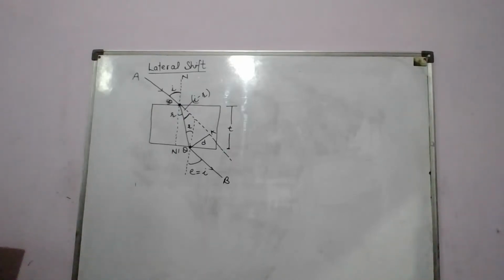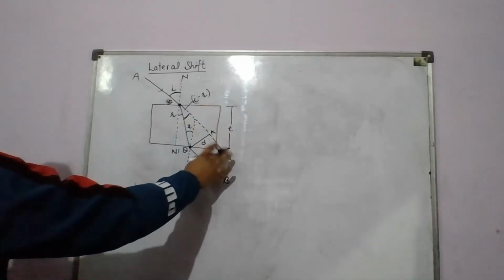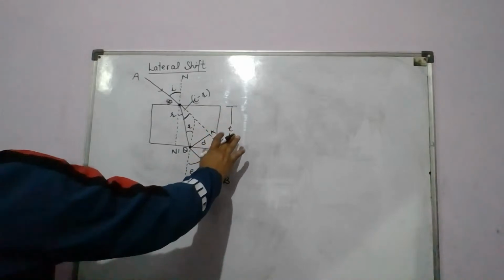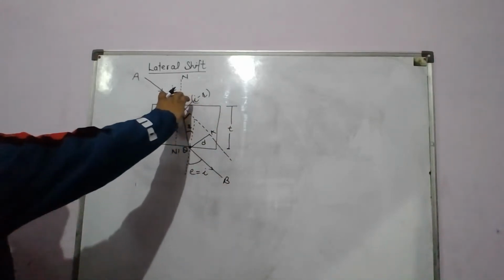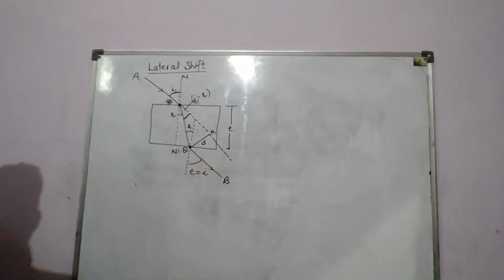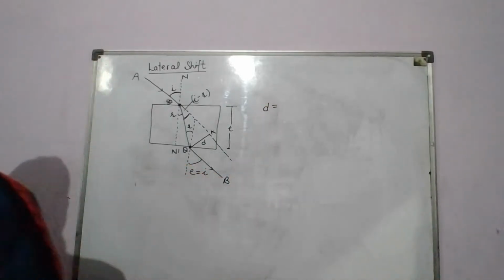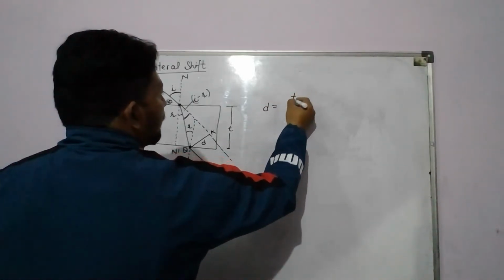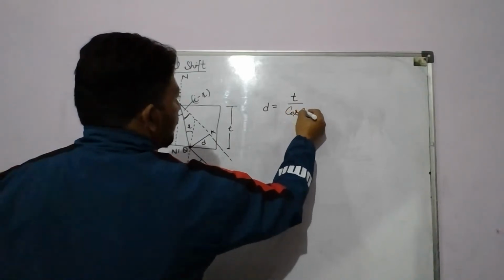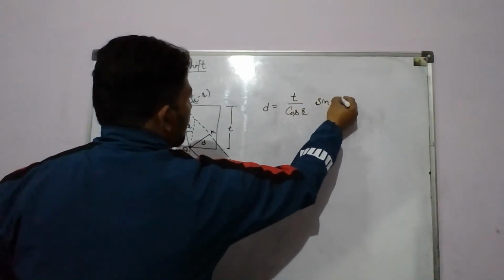This can be solved by a particular method. Just increase the thickness of the glass slab, increase the value of angle of incidence, and increase the refractive index of the glass slab. So the formula is, D is equal to T upon cos R into sine I minus R.